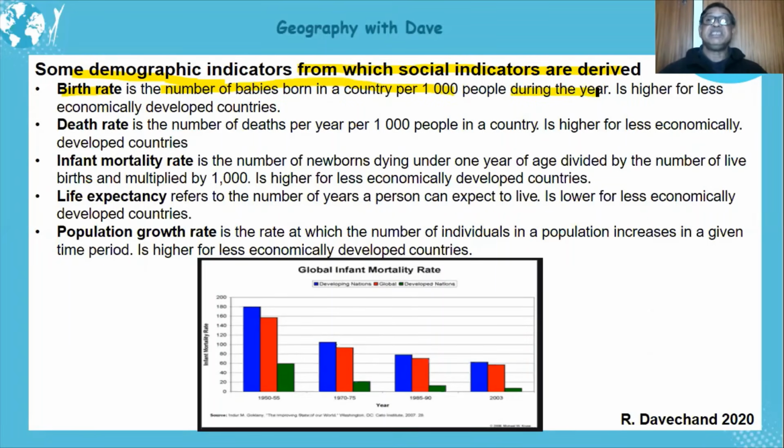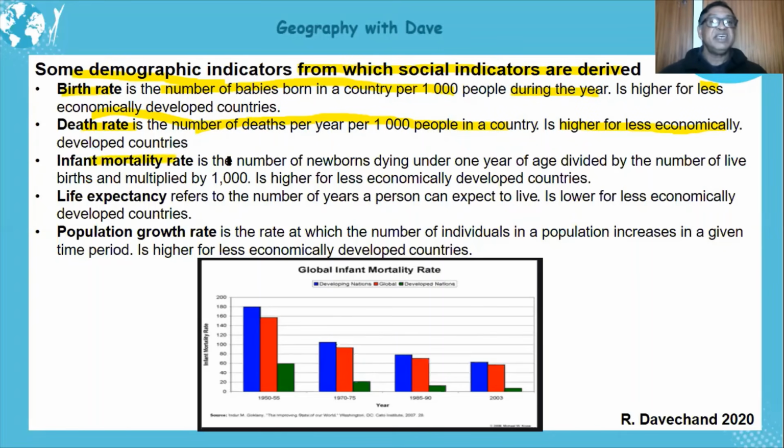All right, it is higher for less economically developed countries. The death rate, the number of deaths per thousand people in a country, is also higher for less economically developed countries because they don't have full birth control, and the health facilities are not that good. You understand? So higher death rates affect development. People die. The quality of life is poor.